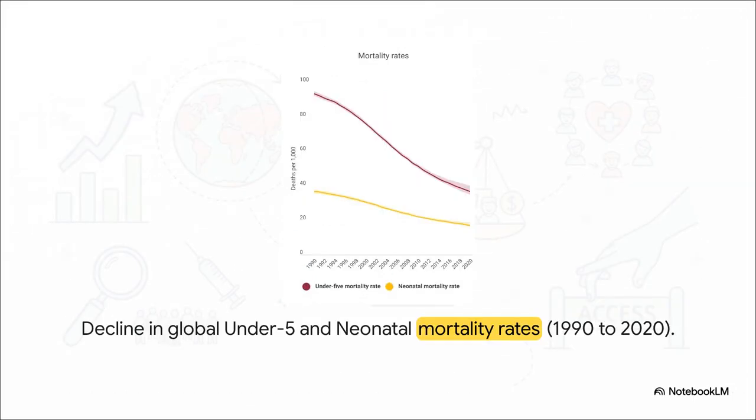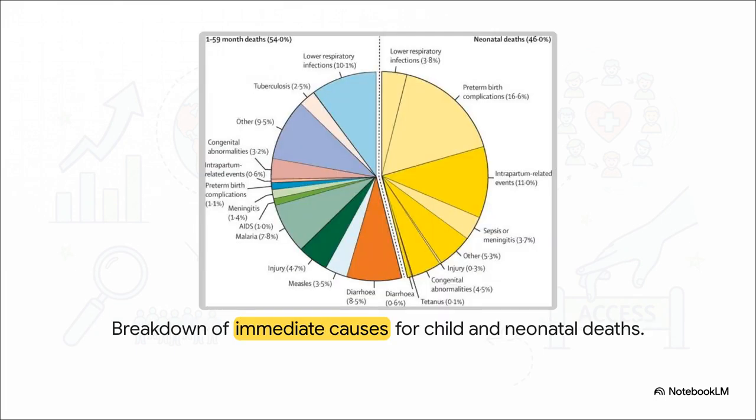Now, it's not all bleak. Over the last 30 years, we've actually seen a significant, hopeful decline globally in both under 5 and neonatal mortality rates. This drop is largely driven by scaling up low-cost, highly effective interventions. We're talking about simple but powerful tools like vaccines, insecticide-treated bed nets, and oral rehydration therapy.